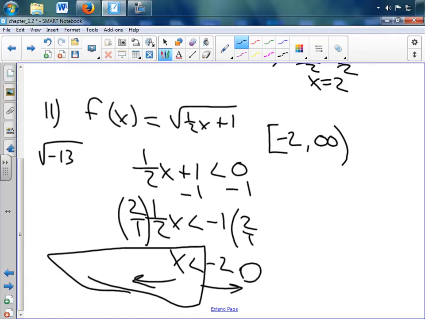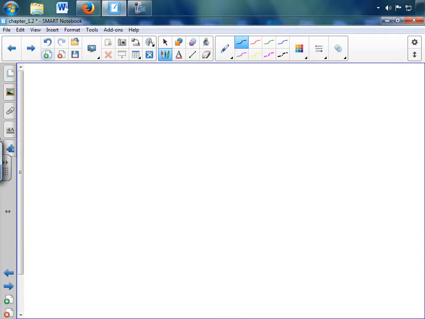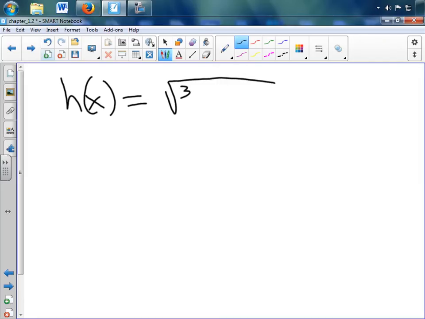Do we need another one? Yeah, let's do one more. Why not? Let's go with h of x is equal to, you want a radical? Yeah, let's do a radical. Let's go crazy since it's a Monday. The square root of 3/7 minus 4x. I want you to find the domain.